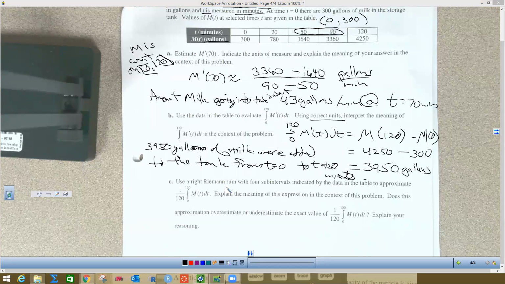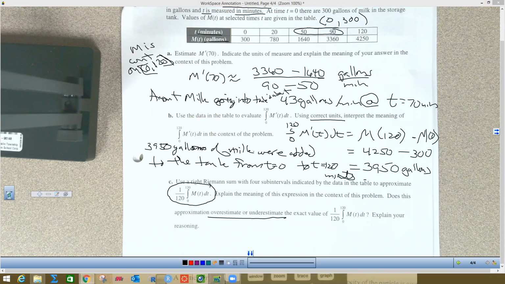Okay, this next question says, use a right Riemann sum with 4 subintervals to approximate the data from the table, and so this wants us to approximate 1/120th of this integral. So this is asking us to approximate, I hope you realize, the average, because 120 minus 0 is this. This is the average value theorem. And explain the meaning of this expression in the context of the problem. And we're going to want to know, is this an over or under estimate? And then it wants us to find the exact value as we go through this.